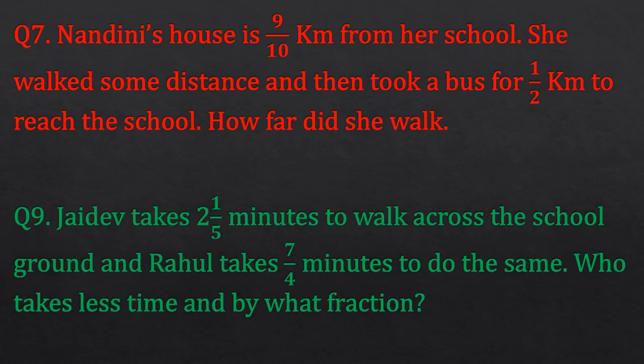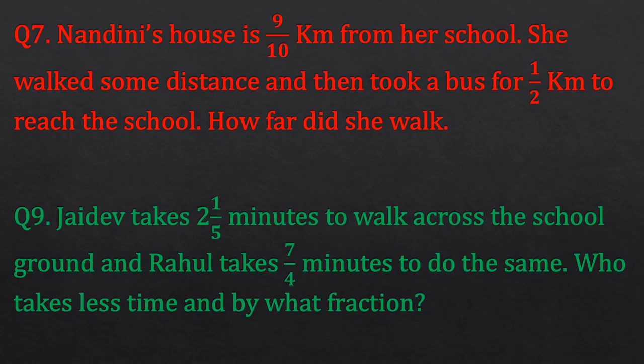Now see the first part first. Jaidev takes 1 upon 5 minutes to walk across the school ground. Time taken by Jaidev to cross the school ground is 1 upon 5 minutes. Convert it into an improper fraction. Time taken by Rahul to do the same is 7 upon 4 minutes. Now who takes less time? We have to do the comparison, and for comparison again convert them separately. You have to convert them into equivalent like fractions.